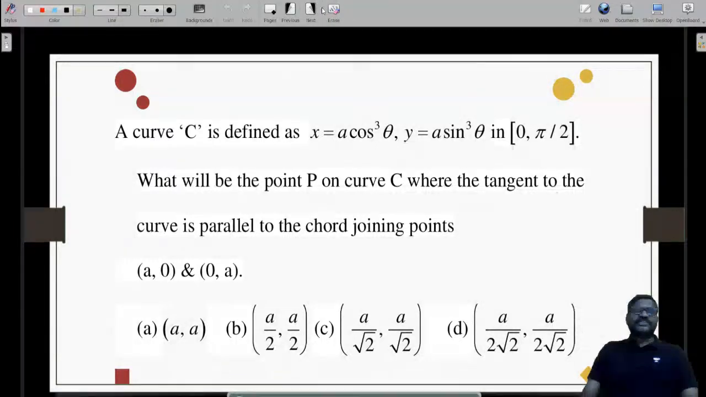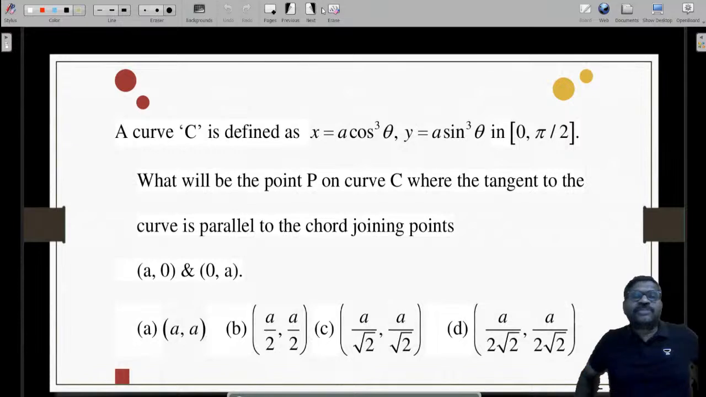A curve C is defined as x equal to a cos cube theta, y equal to a sin cube theta in the interval 0 comma pi by 2. What will be the point P on the curve C where the tangent to the curve is parallel to the chord joining the 2 points A, 0 and 0, A?